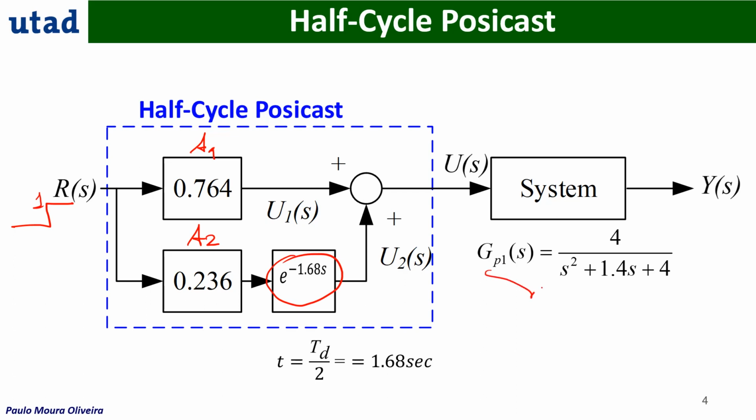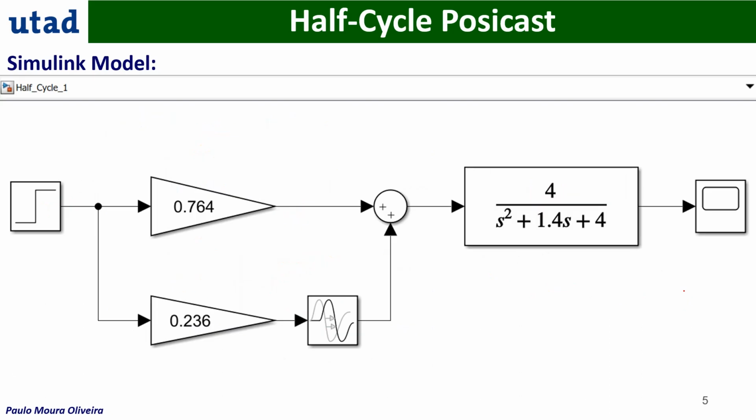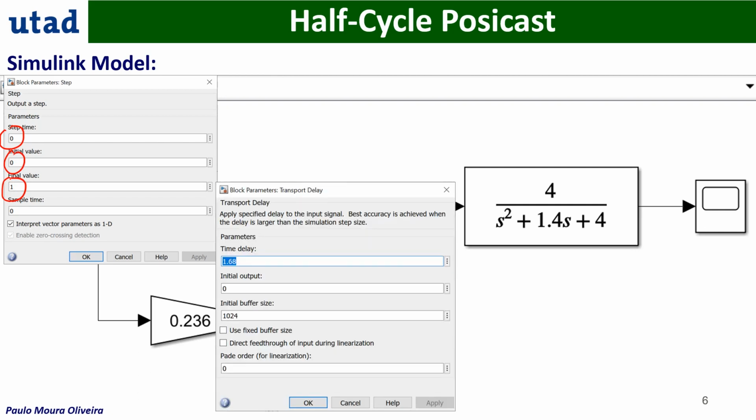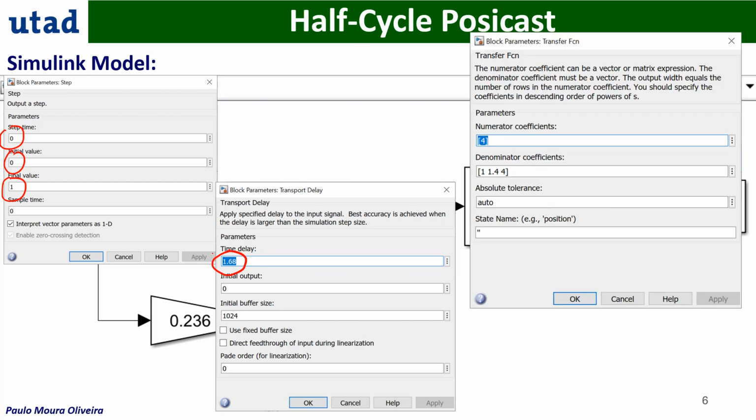Okay, the system is the model, and we are going to simulate this using Simulink. So this is the model. I am just going to explain what the settings are. For the first step, the step time is 0, the initial time is 0, and the final time is 1. The delay is 1.68, which should be put here. And for the transfer function, you just have to put the numerator vector and the denominator vector.